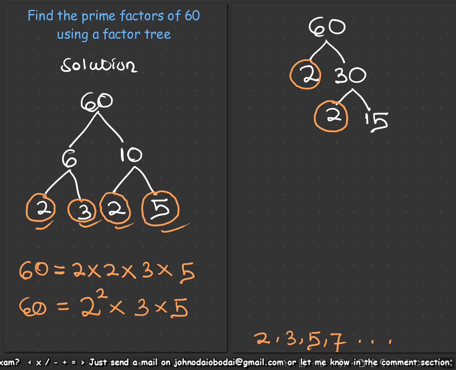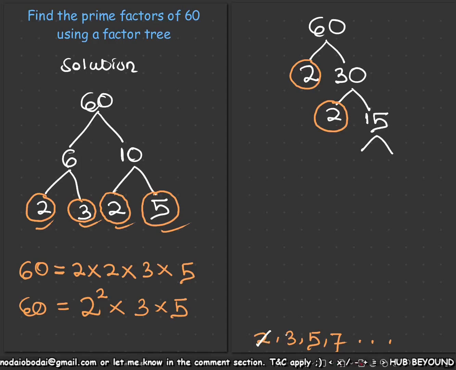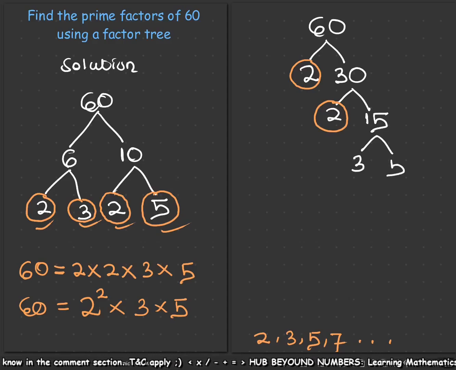You get it? So going straight to 15, we ask ourselves, which of these prime numbers can then divide 15? 2 can definitely not. Then we go to 3. Can 3 divide 15? Yes. So 3 times what? 5.